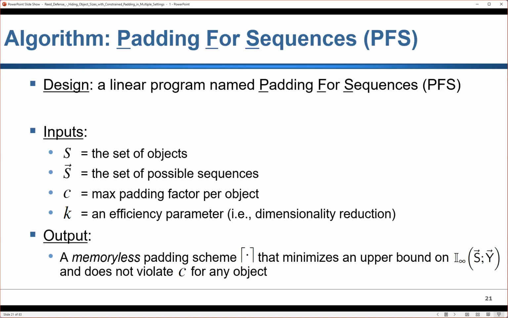Its output then is a memoryless padding scheme that minimizes an upper bound on I infinity for sequences, and like all of our algorithms, does not violate this padding factor C. Memoryless in this setting means that as a client continues to request objects from the object store, it does not need to remember what objects have previously been requested, nor does it need to remember how it padded those objects.